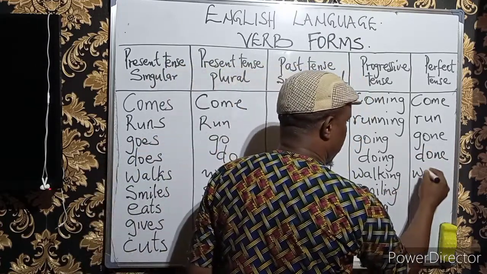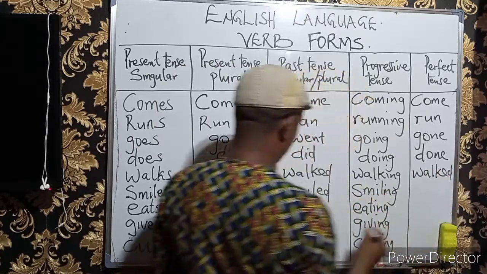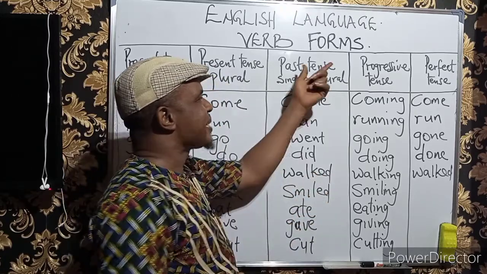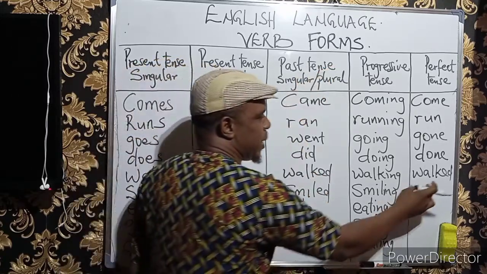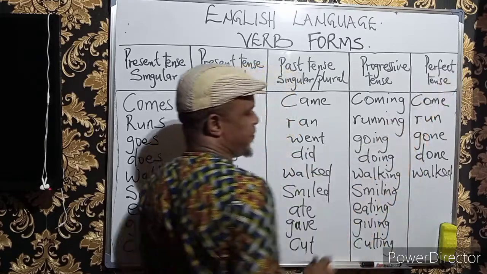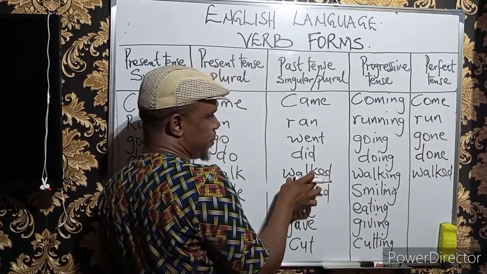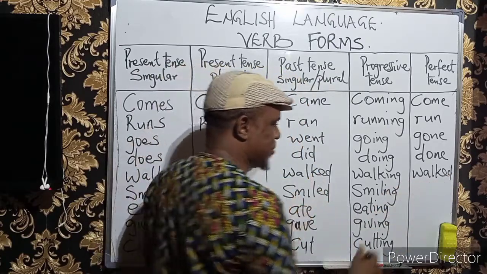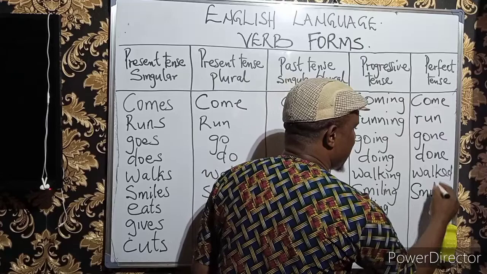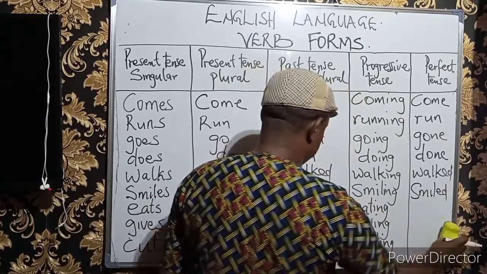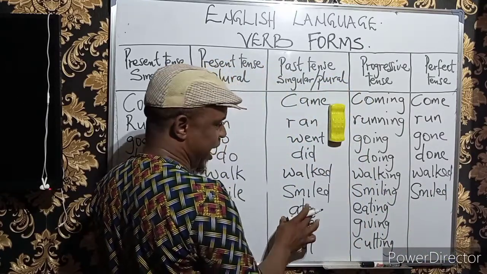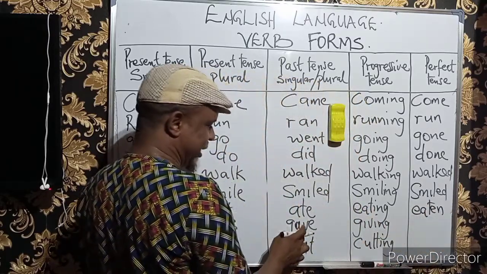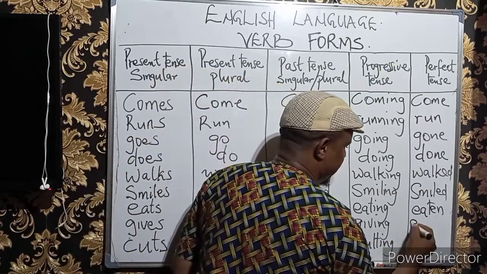Walk, walked. We notice something. Here we have walked in the past tense form, and we have the same walked in the past perfect tense. So they have the same shape in their past tense form and past perfect. Smile, the same thing happened to smile, which is smiled. And the next one, ate, should be eaten. Gave should be given.